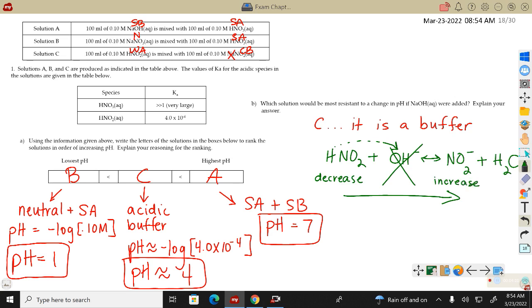And so yeah, the pH might go up a little bit, but not as significantly as if I put that in water. I put that in something neutral. If I put that in with a strong acid, the pH should change quite a bit.